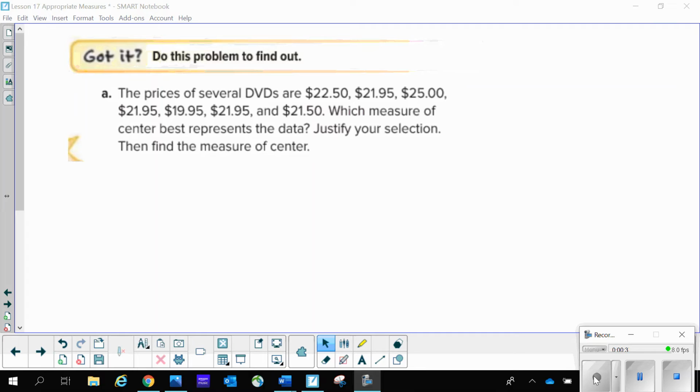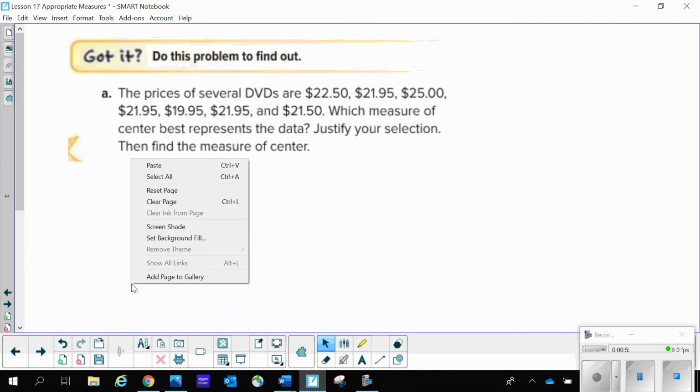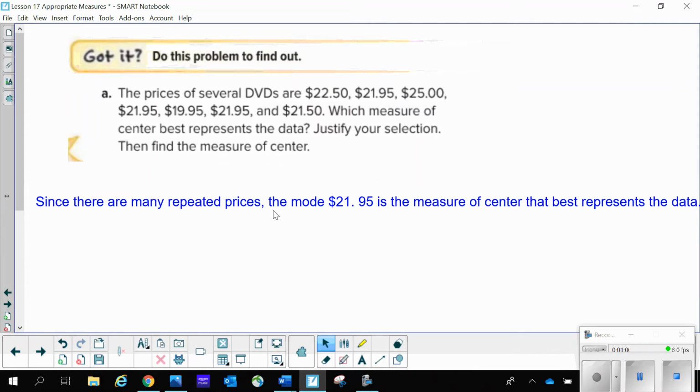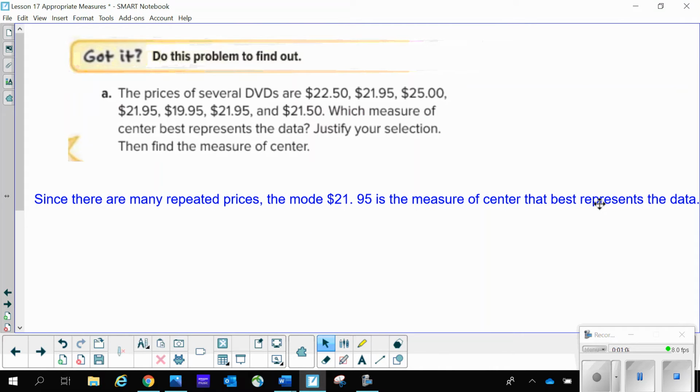Welcome back. So did you go through those basic questions? Do you have any extreme values? Do you have repeating numbers? What did you choose to be the best way to measure the center? Was it the mean, median, or mode? If you said that because there are many repeated prices of $21.95, the measure of center that would best represent this data would be the mode. All right, let's move on to another topic.